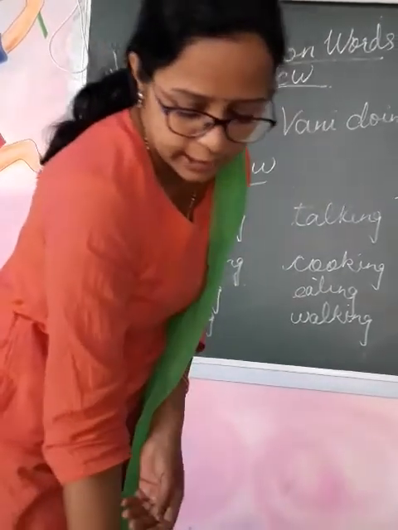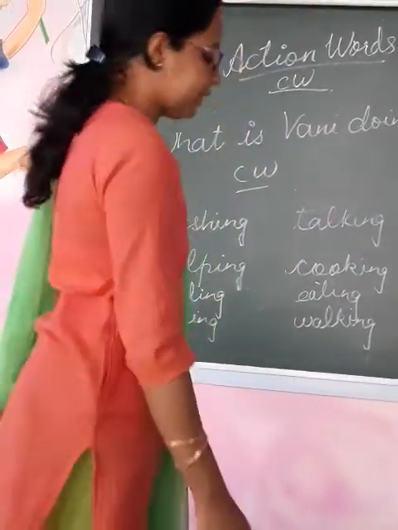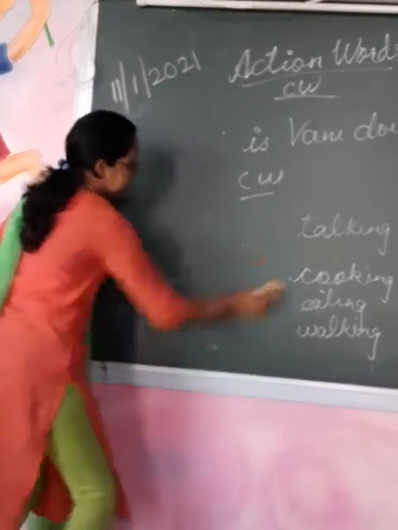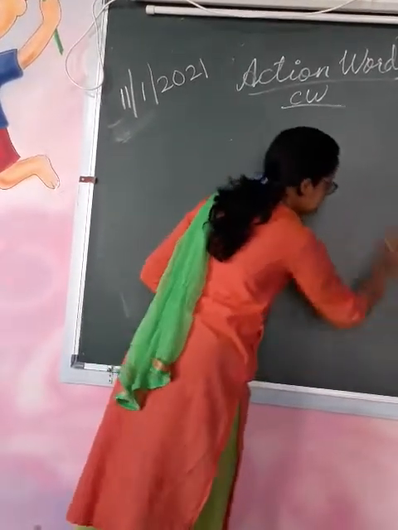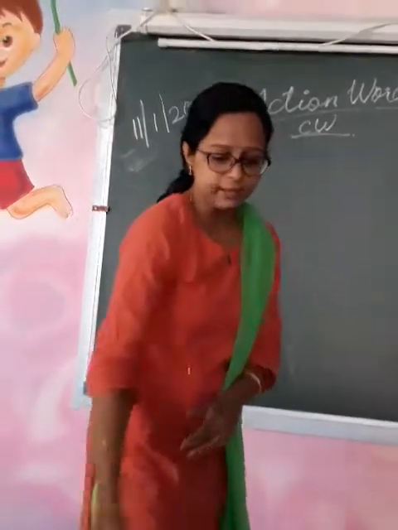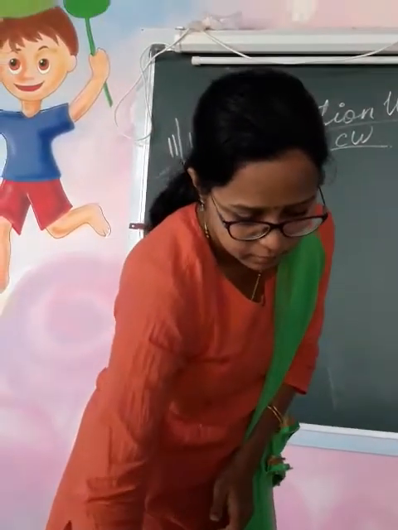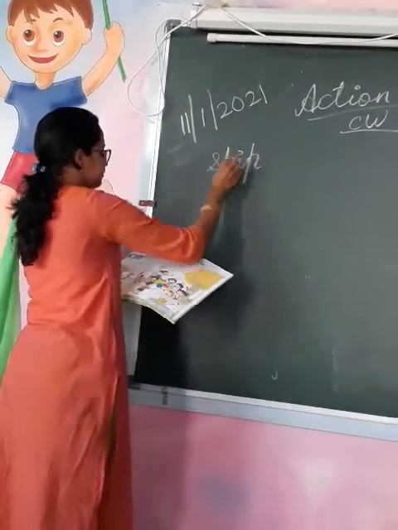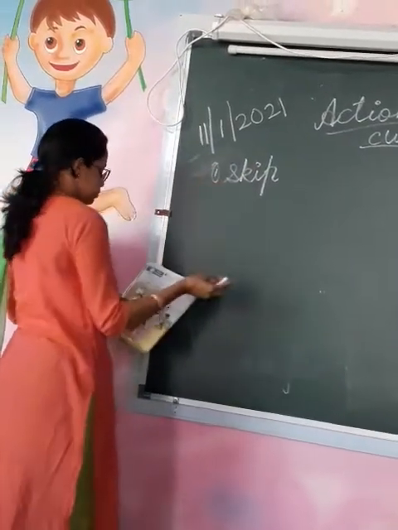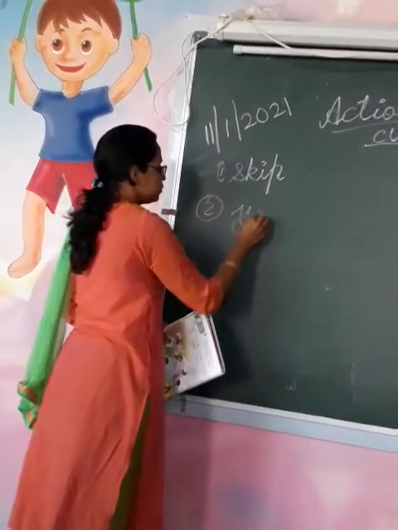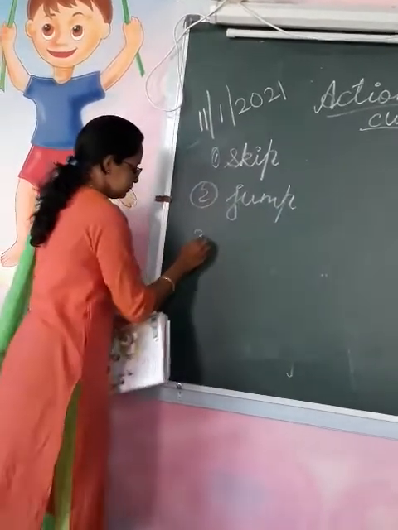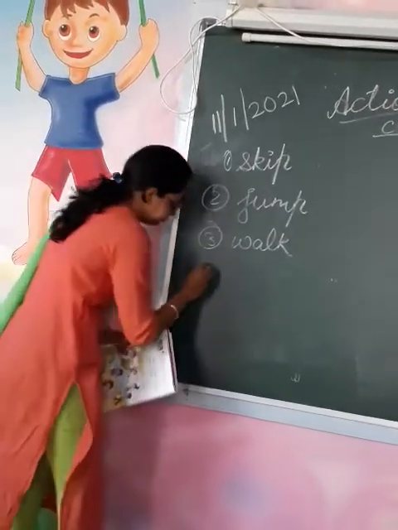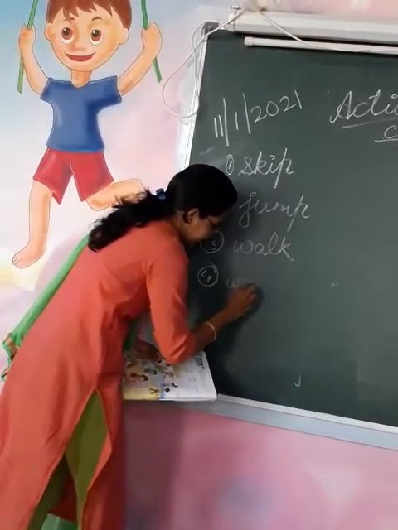And we will write all the action words in your English notebook one time. So open your English notebook after this. Your topic is action words. Okay. Each word you have to write 3 times. The first one is SKIP, skip is your action word. You have to write each word 3 times. Then you have JUMP, jump. WALK, walk. WASH, wash.